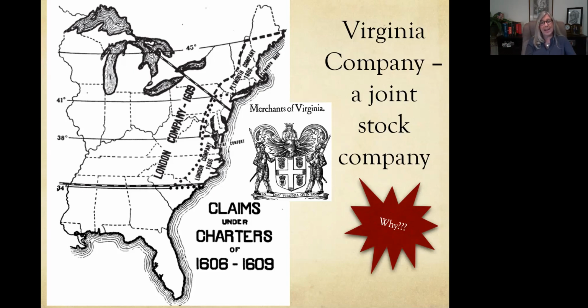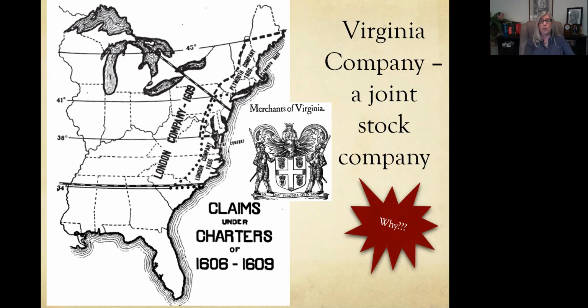So why did they set it up this way? If this is all about finding gold and getting rich quick, it would seem like the Virginia Company would want to keep all of that for itself. So think about, why might the joint stock company be necessary for them to establish this colony?